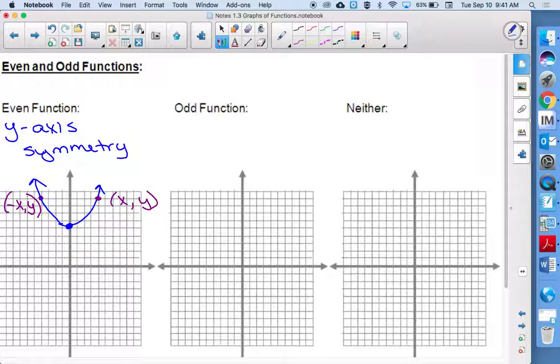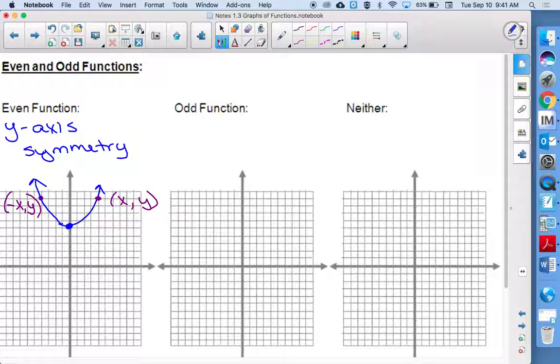So if I have the same vertical value on the left and the right, where x is positive versus negative, that's y-axis symmetry. So even functions are symmetrical about the y-axis. There aren't going to be many of them. A parabola is only an even function when the vertex is on the y-axis.